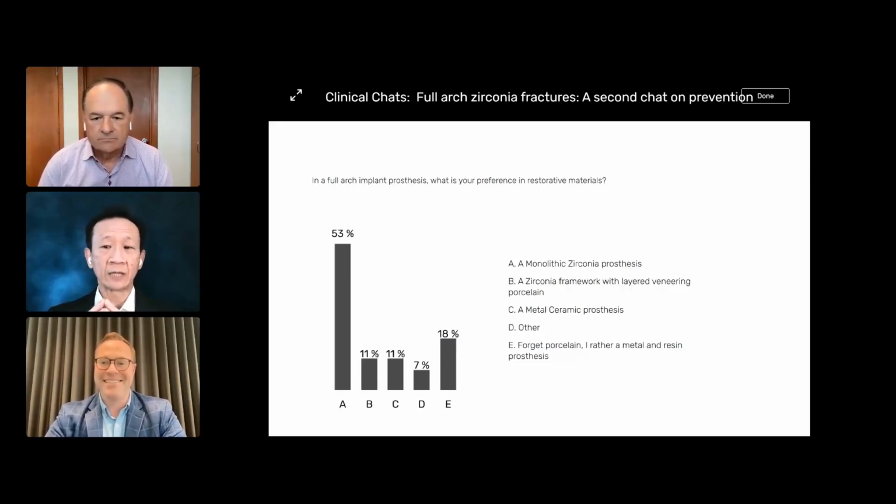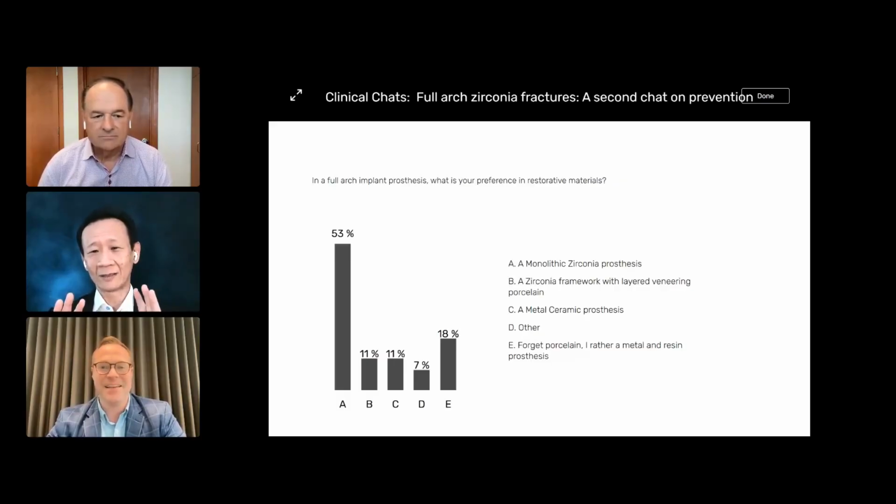So how about you, Chris? My preference is a monolithic zirconia. I've done all the different ways: individual crowns, metal frameworks, veneering porcelain, and I've done quite a few metal and resin prostheses. But let me ask you this.